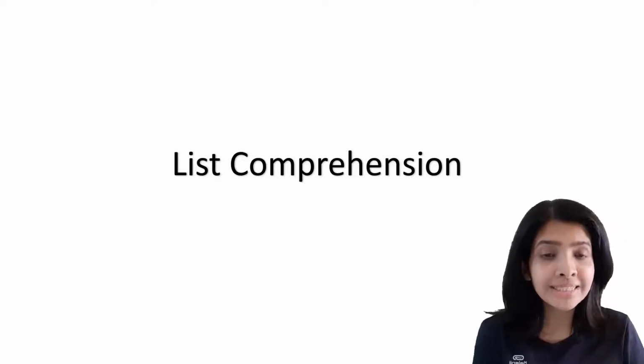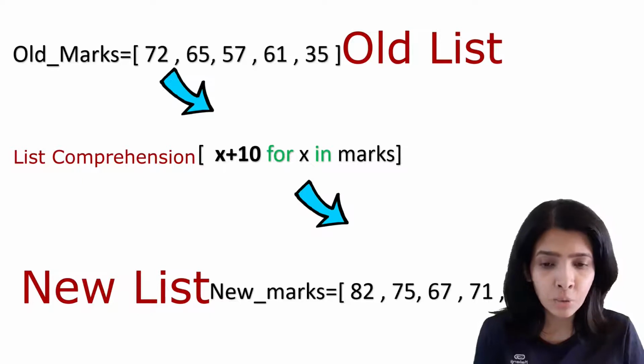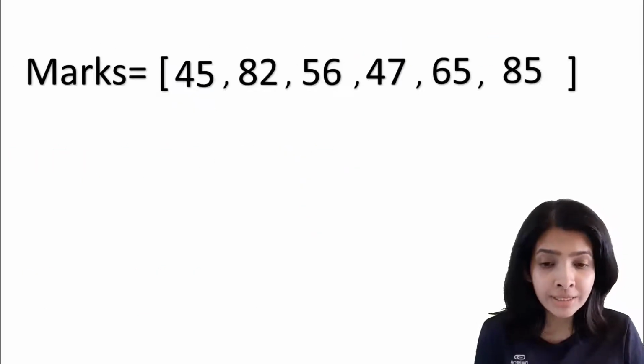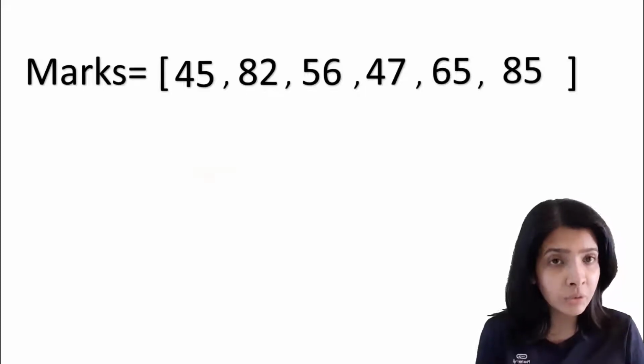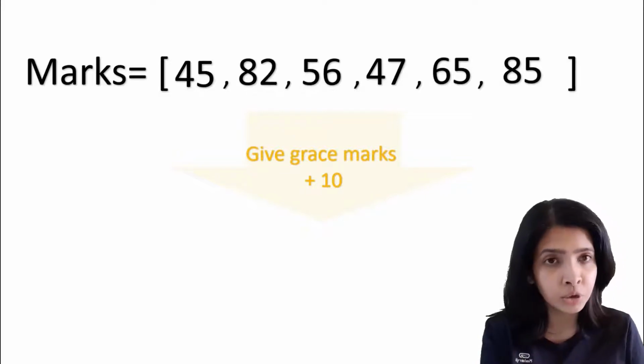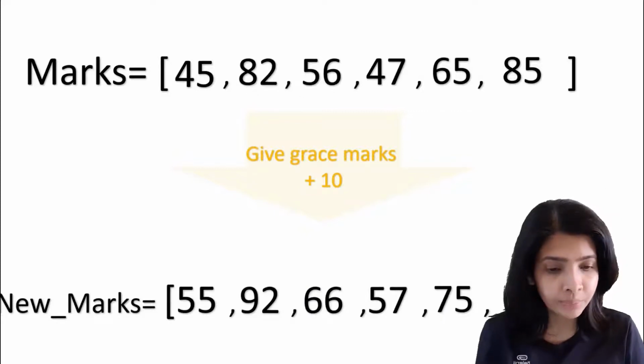List comprehension is a method or syntax that can create a new list from an existing one. Suppose we have a list of marks of 10 students in a class. We want to create a new list based on this list of marks where we want to add 10 points as grace marks to all the students. Now what are the different ways by which we can do that?